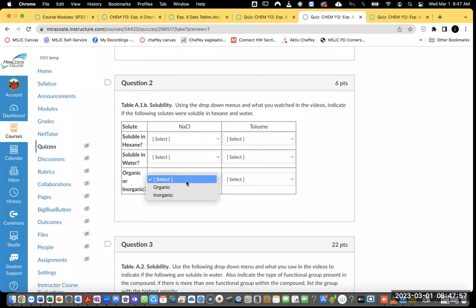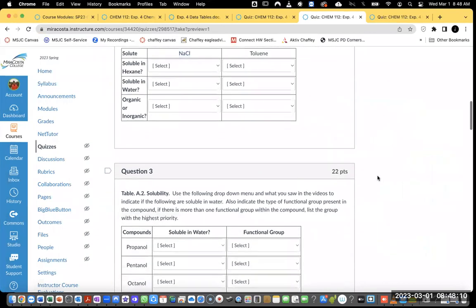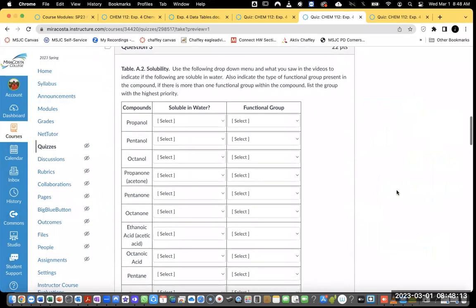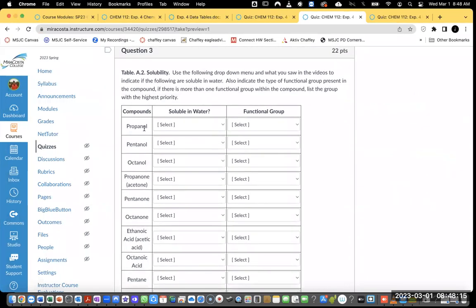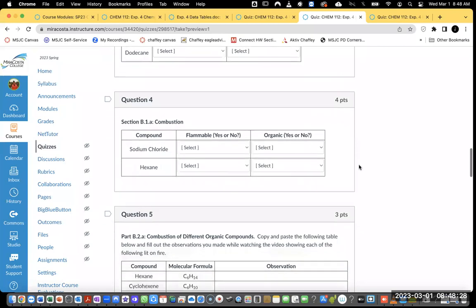And organic or inorganic will be decided based on your results on their solubility, whether they're soluble in hexane or not, and water or not, okay? And you guys will decide which one should be which. Then the next here is you're just answering the same thing. For propanol, you tell me if it's soluble in water or not based off the videos, and then decide what functional group you think. From the name, you know what functional group we're talking about, and you'll be just answering this, okay?